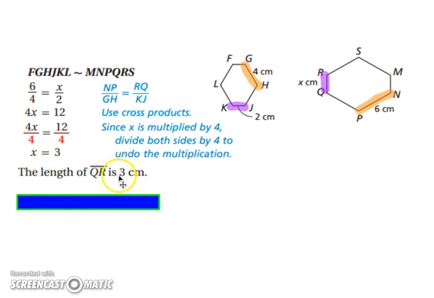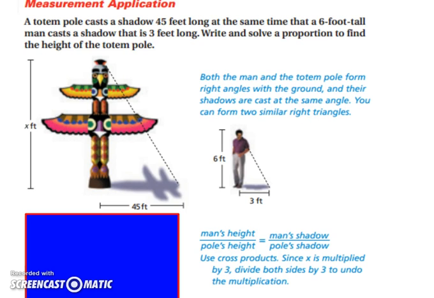Therefore, the length of QR is 3 centimeters, since everything is in centimeters here. Let's try a measurement application. A totem pole casts a shadow 45 feet long at the same time that a 6-foot-tall man casts a shadow that is 3 feet long. Write and solve a proportion to find the height of the totem pole.